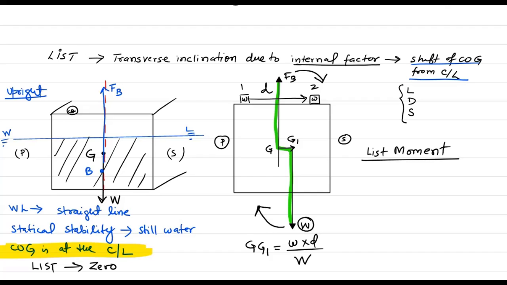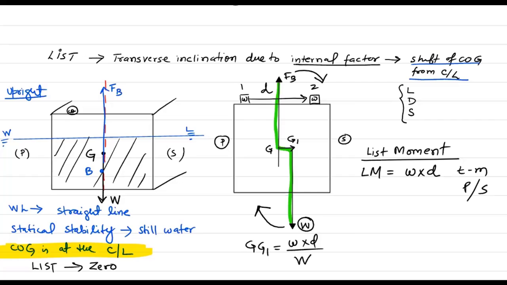What is the value of the list moment? In short, we can write list moment is equal to w into d. We can define the unit also, ton meter, and we can also name it. If it is listing towards starboard, we will name it starboard. If it is towards port, we will name it towards port. Starboard, whatever. Name it port or starboard.